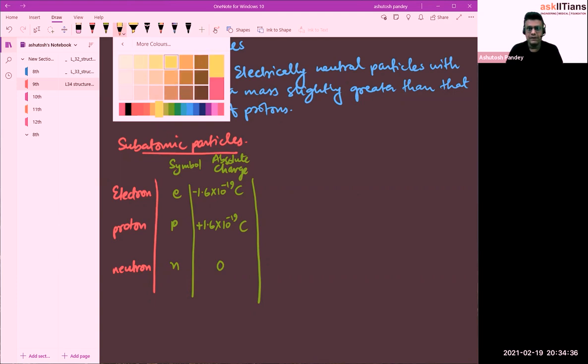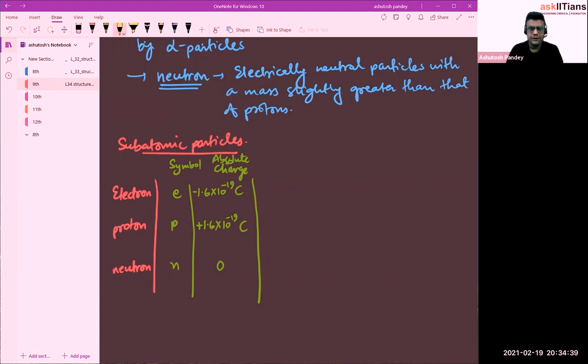And then we can write the relative charge, relative to each other. So it's minus 1 unit for the electron, plus 1 unit for the proton, and this will be zero for the neutron. Like this, we can write.